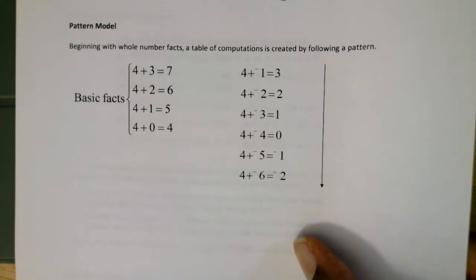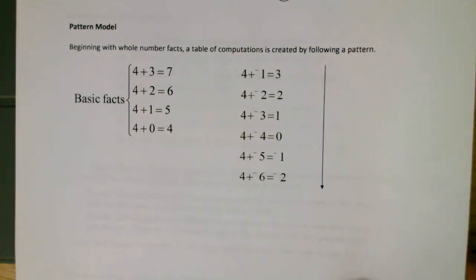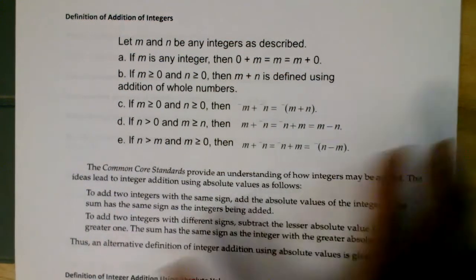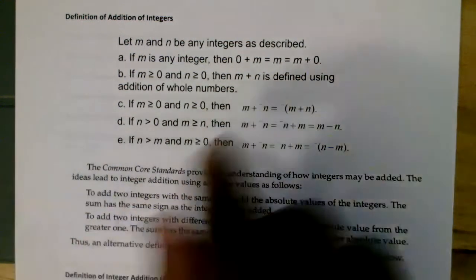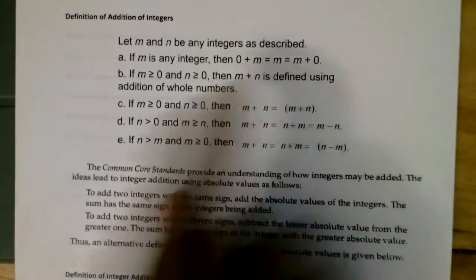So here you can see the type of pattern that is found when you're doing integer addition. Here's the definition of addition of integers. If we let m and n be any integers as described: if m is any integer, then 0 plus m, which will be m, or m plus 0 will also be m.